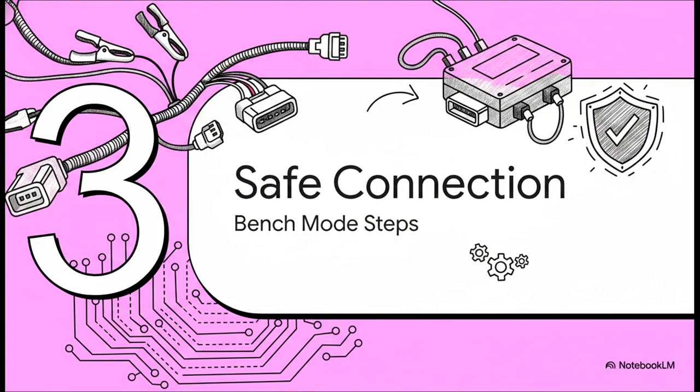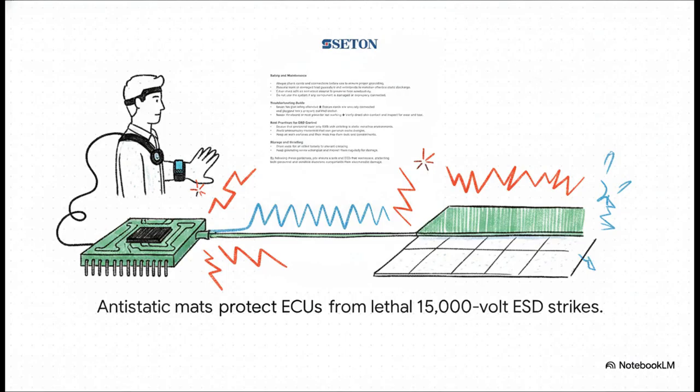All right, Section 3, Safe Connections Step by Step. Procedural bench mode mastery. Let's see how all this theory builds into a practical tutorial. This is where precision is literally everything. Listen carefully. Before you even think about touching any pins, you must ground your workstation. Proper grounding cords and anti-static mats are absolutely crucial to protect those sensitive microcontrollers. A static shock that you can't even feel can pack up to 15,000 volts. If that hits an exposed ECU pin, yeah, it's game over for that microcontroller.